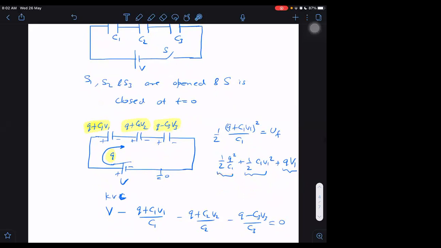Q1 square by C1, half Q square by C1 plus H by S. Final potential energy is this, and initial is half C1 V1 square. If I subtract, then I get just half Q square by C1 plus Q into V1.